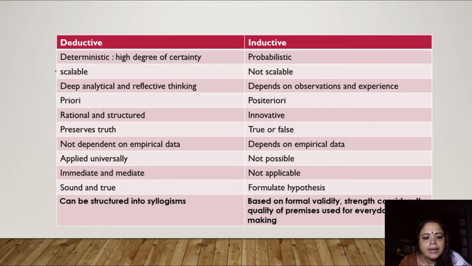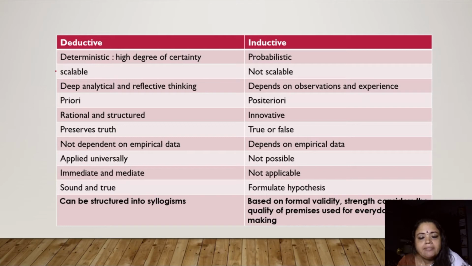Deductive argument is not dependent on empirical data. You cannot do experiments on deductive arguments. Whereas inductive is dependent on empirical data. Deductive can be applied universally, whereas it is not possible in the case of inductive arguments. Deductive can be classified into immediate and mediate, which is not possible in inductive. Deductive is very sound and true. As we have already said, if the premises are true, then we say the deductive argument is sound.